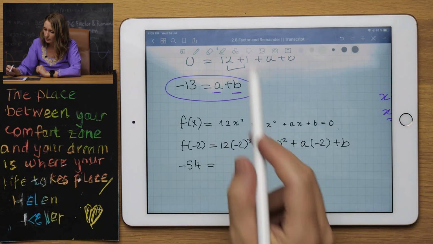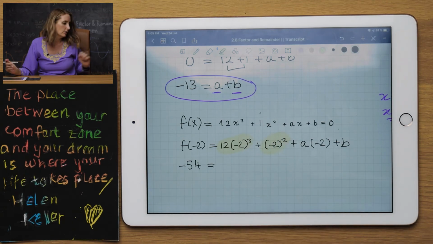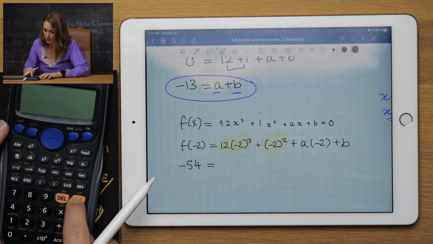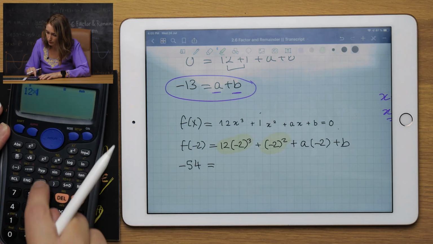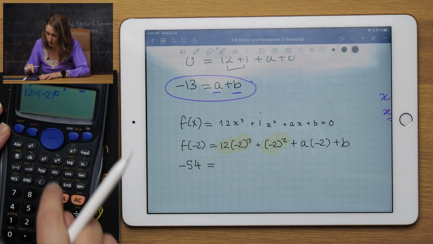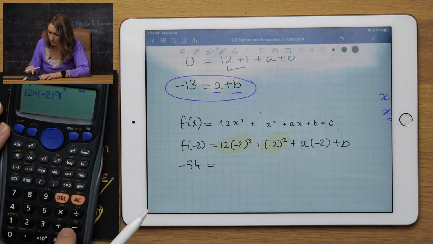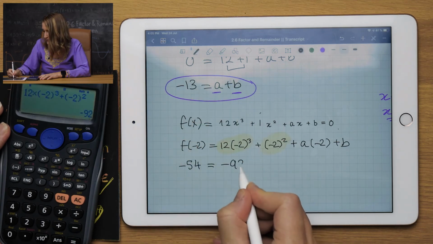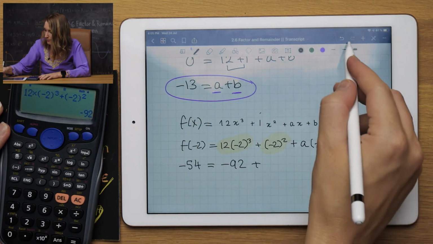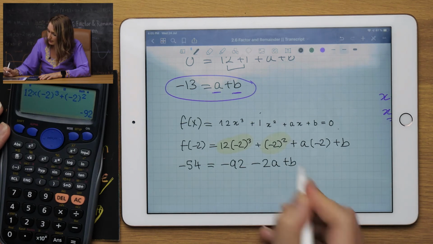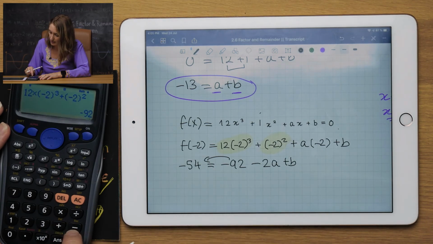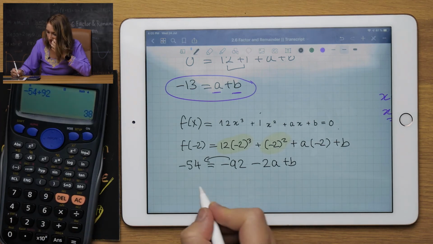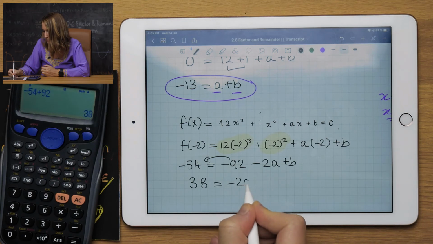Okay, I'm going to type all of these into the calculator to speed this process up. So we've got 12 times minus 2 cubed plus minus 2 squared, which is just going to be 4. So that's minus 92 minus 2a plus b. Bring that over to the other side. Minus 54 plus 92. So we've got 38 equals minus 2a plus b.